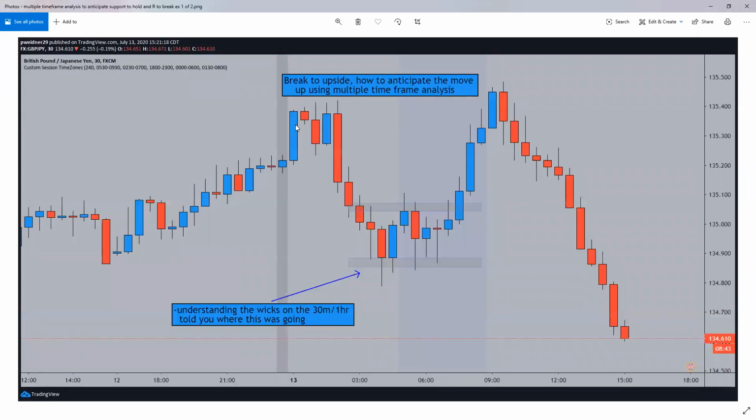See, yep, got one more here. So we have a break to the upside, and then how to anticipate the move using the multiple time frame analysis. So I believe this was New York the other day. So what we need to understand is the 30-minute and the 1-hour wicks, because this right here, this mess that you see, told you exactly where price was going.